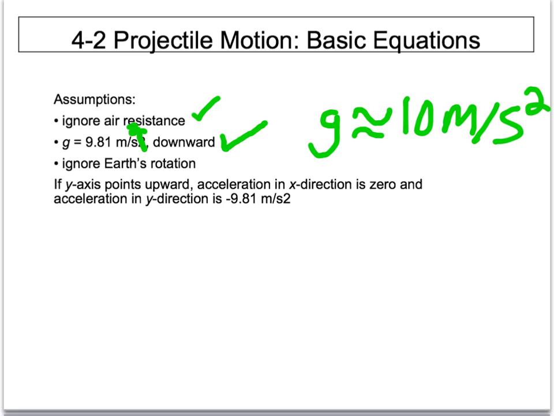However, if you use that in a calculation, you have to tell me that. So in your givens, you would actually write g is about 10 meters per second squared, and then it's fair to use it throughout. You just have to show that that's what you're using for g.